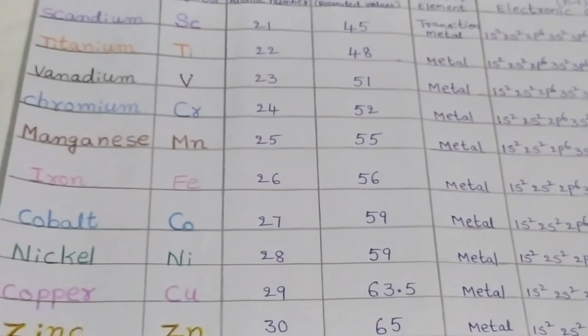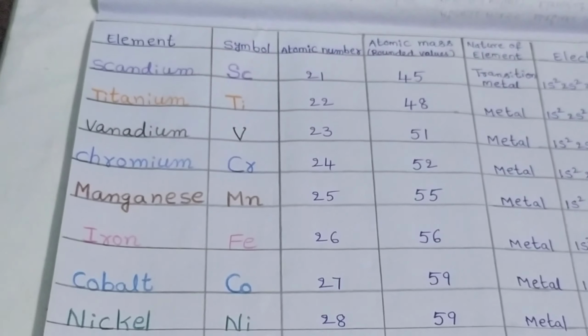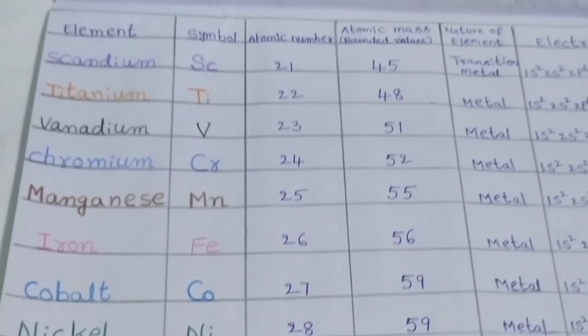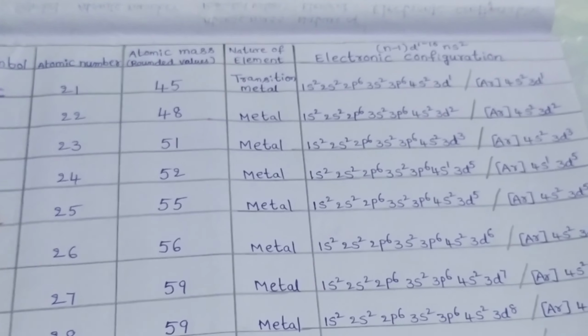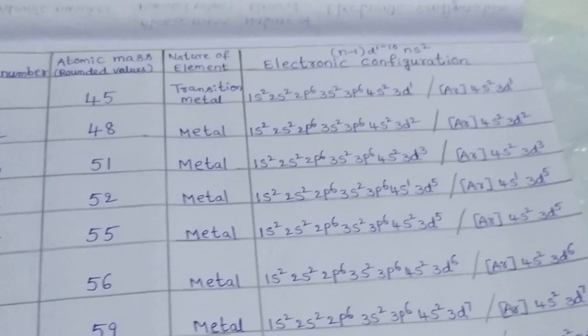This is the information of the first 30 elements in a periodic table, their atomic numbers, atomic mass, nature of the element, and their electronic configuration.